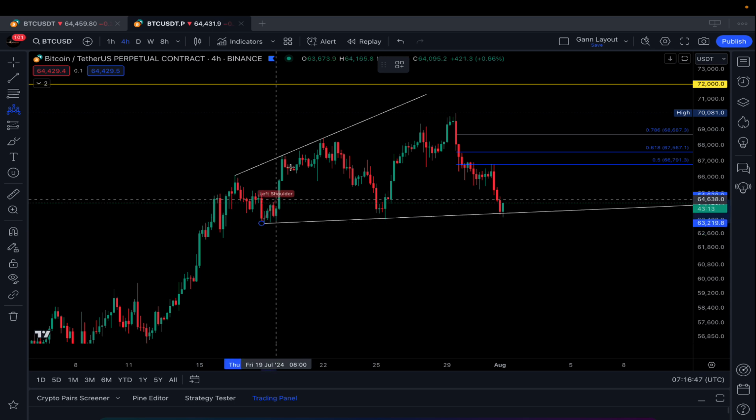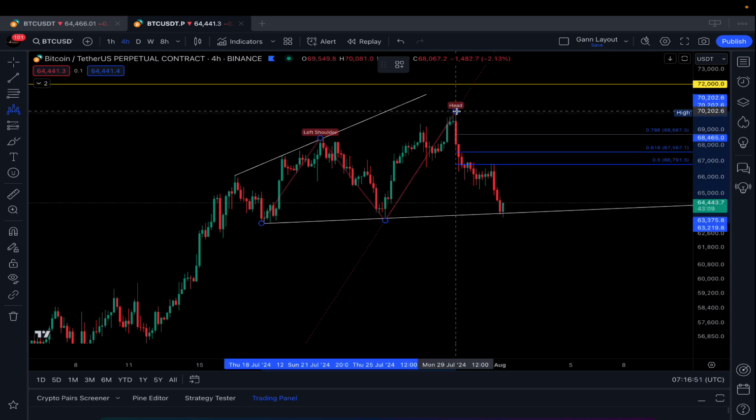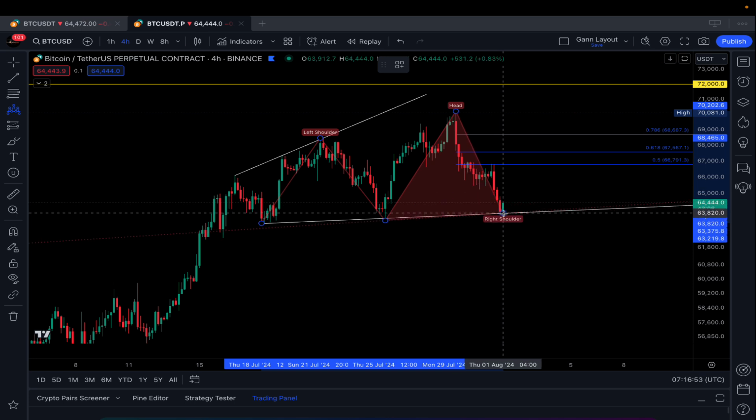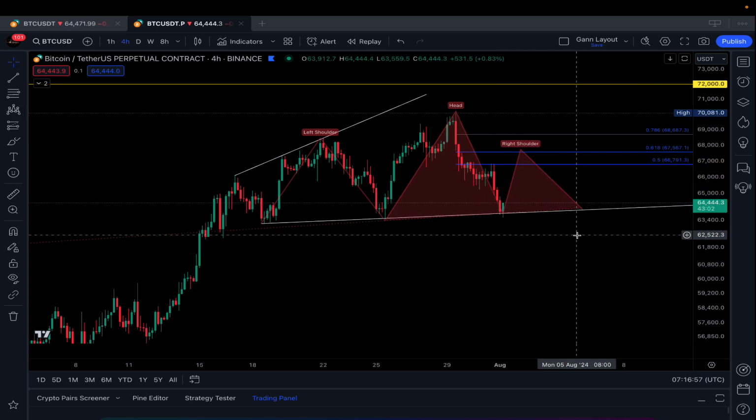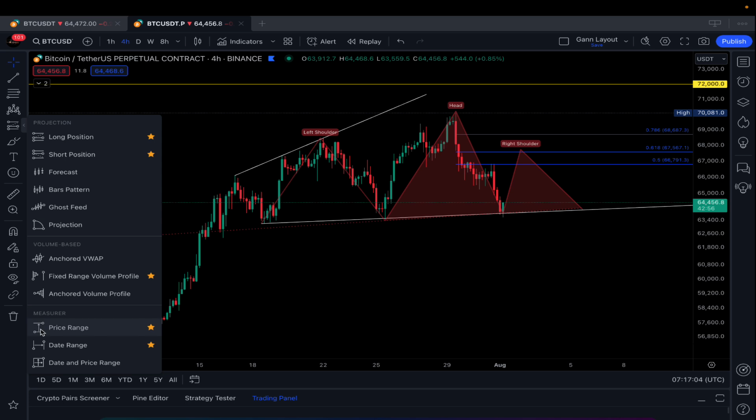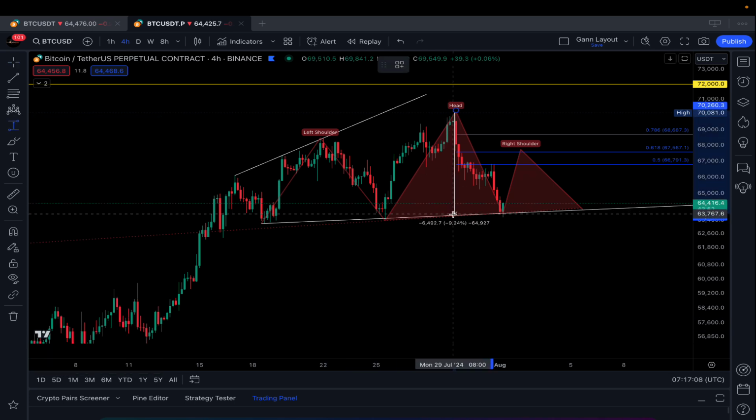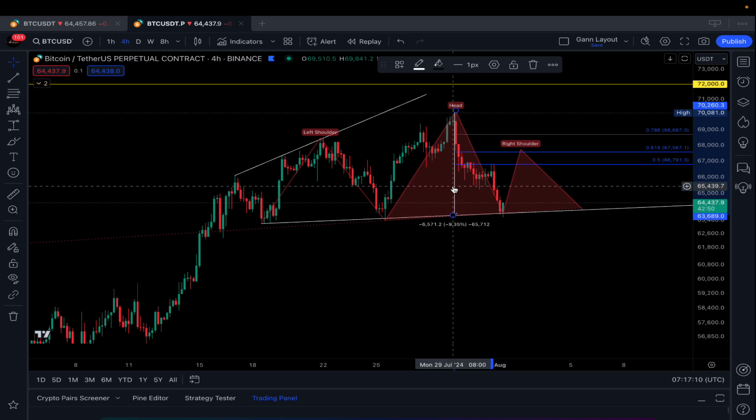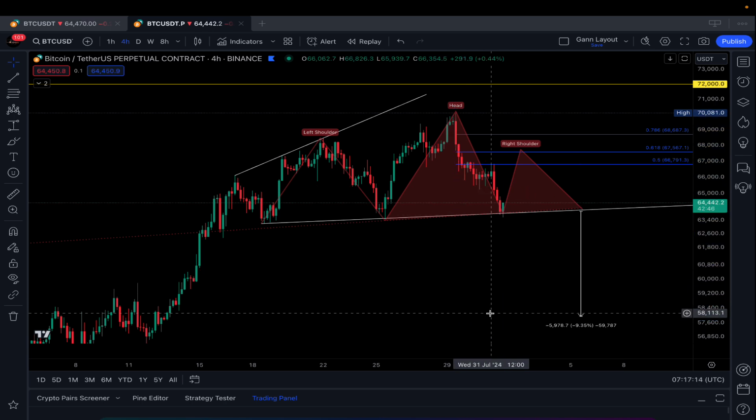What am I expecting? This is my dream scenario. I'm expecting Bitcoin to form a right shoulder right now, and if this works out, it's going to be an amazing trade, because we can expect a measured move from the neckline, which puts us at 58k.